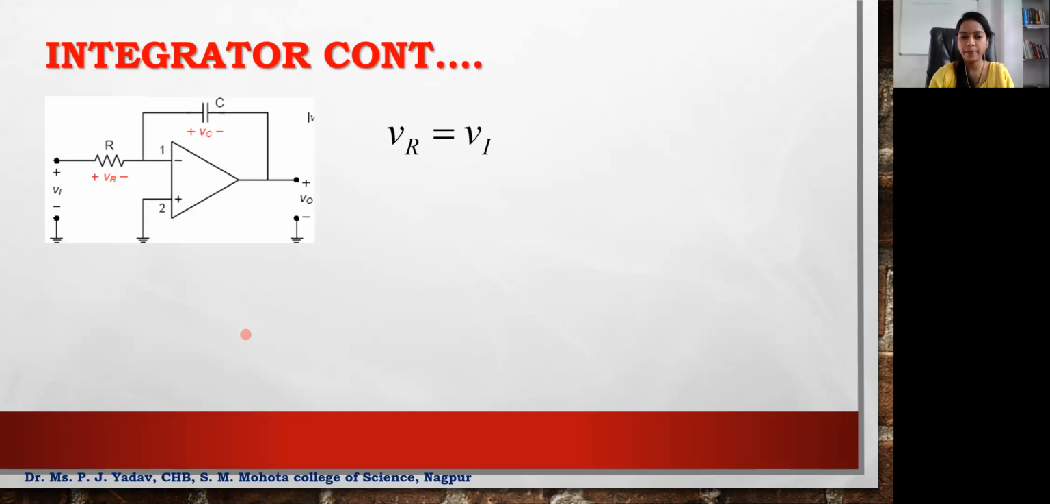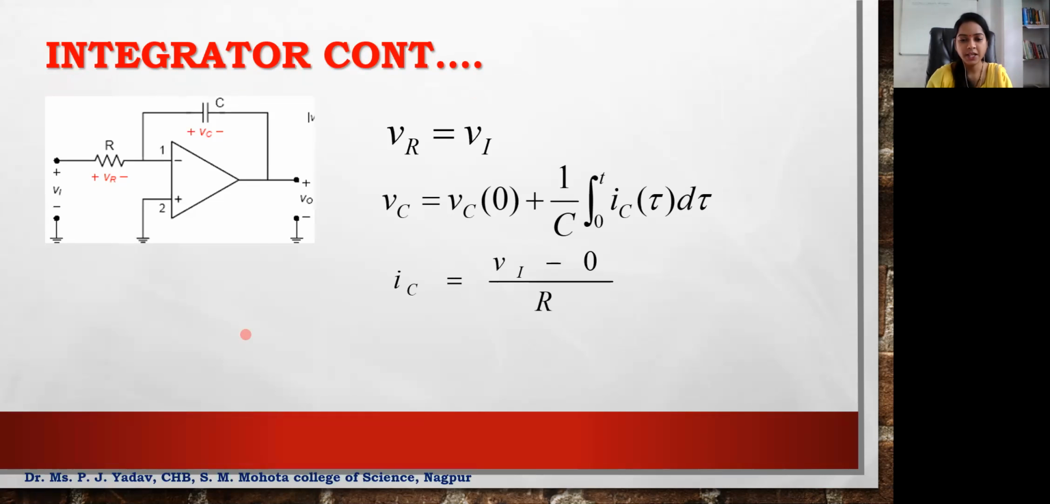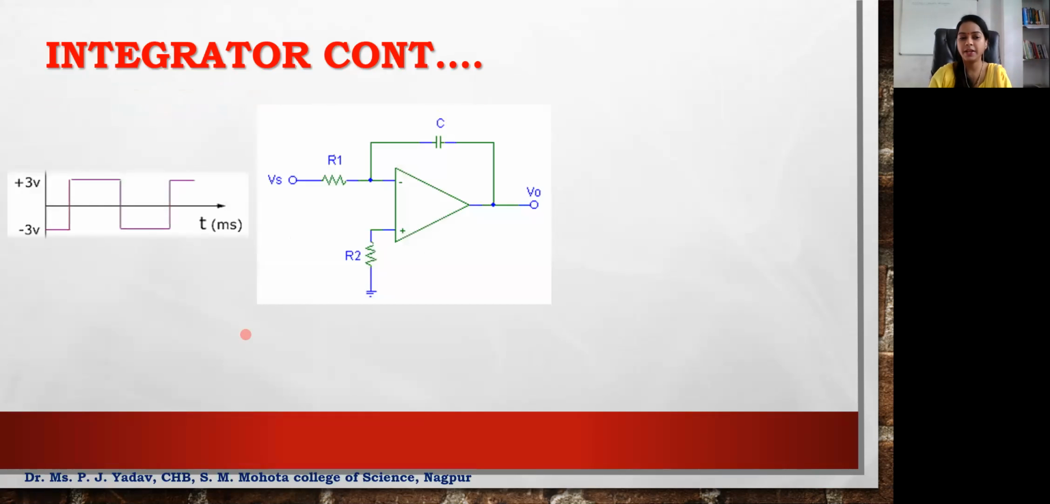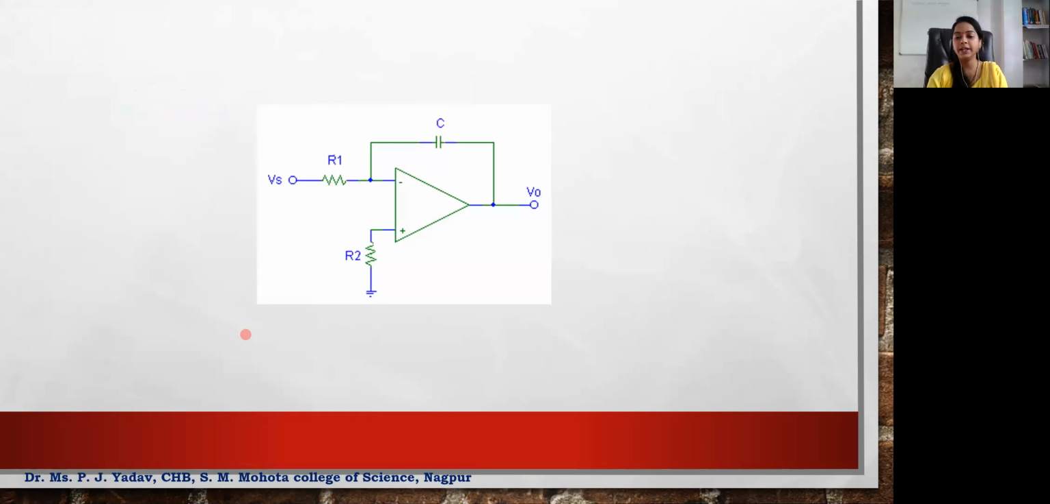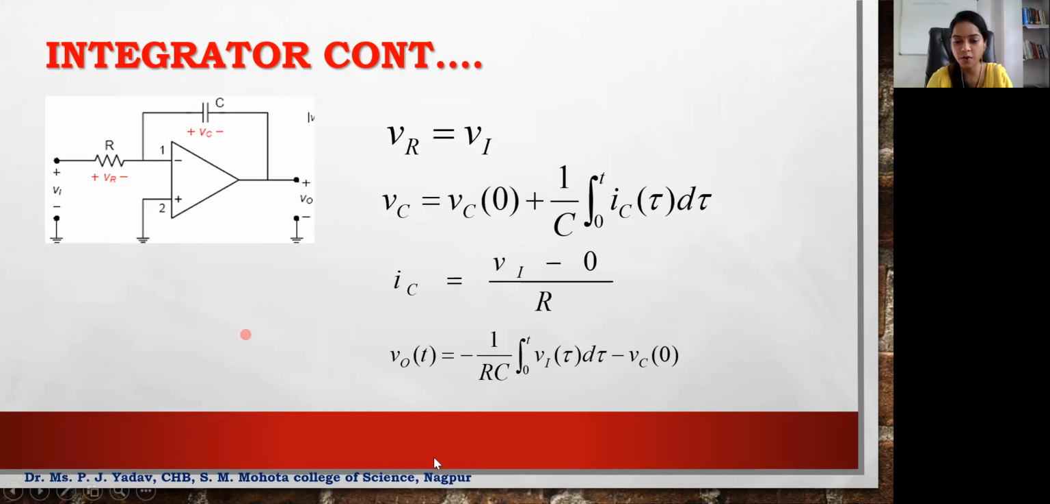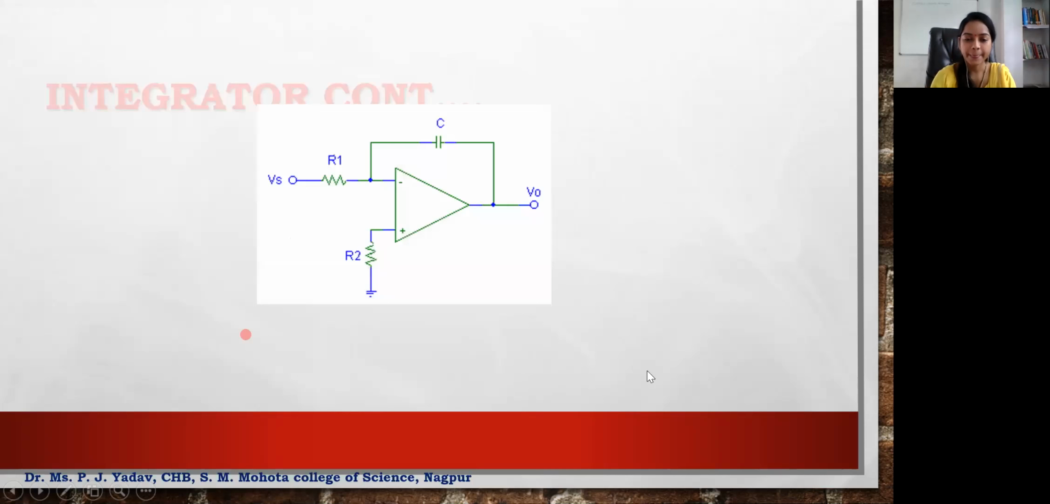This is the op-amp as an integrator. We have written the equation in terms of C and Ic. So this equation will be finally what we will get at the output is minus of 1 by RC integration of Vi into dt, with the limits 0 to t. Is it okay?